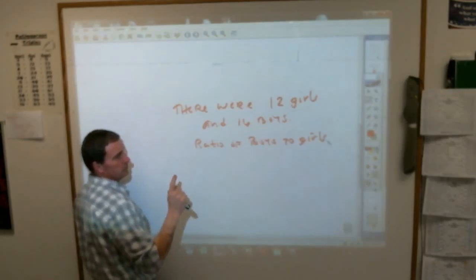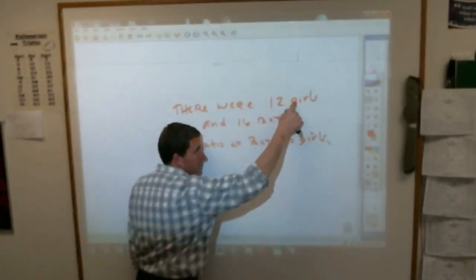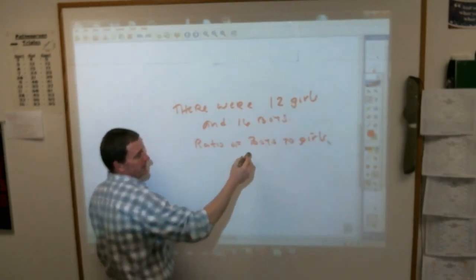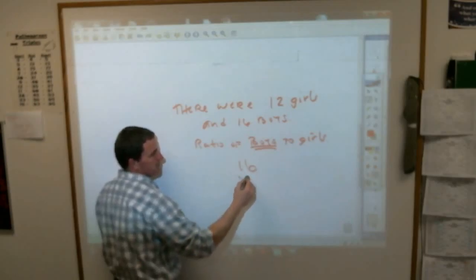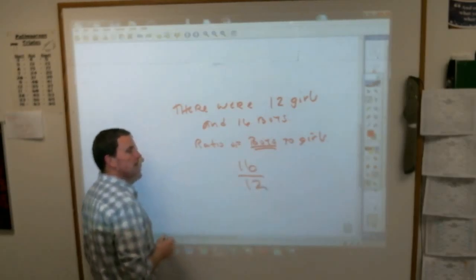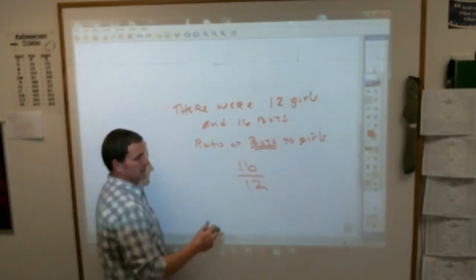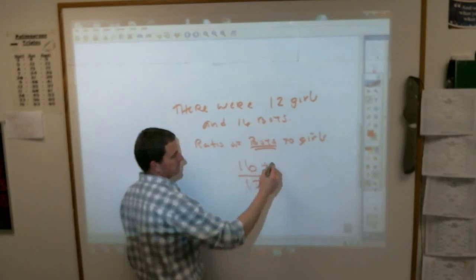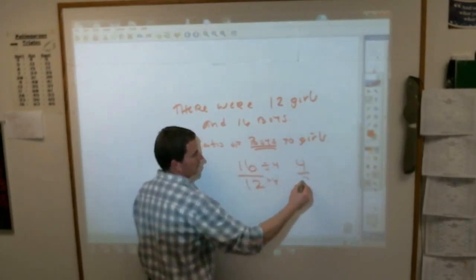Again, you have to look at the order. Just because girls was given first on this problem doesn't mean in my answer boys have to be on top. So it has to be 16 boys over how many girls? 12. Again, it's okay to have it improper, but it must be reduced. What number goes into 16 and 12? 4. Divide them both by 4. You end up with 4 over 3.